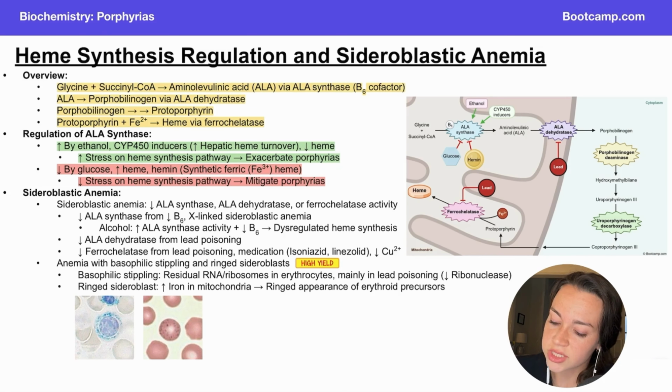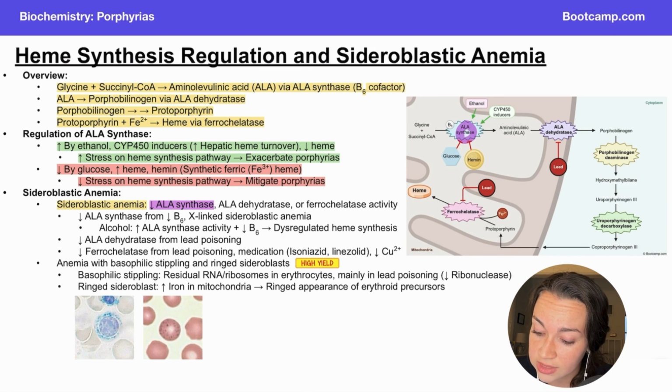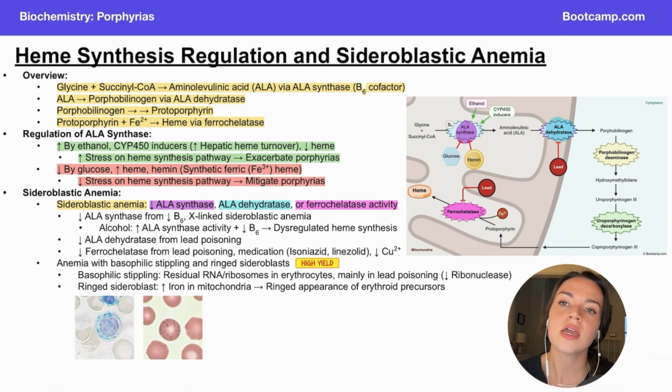All right, so let's broaden our conversation now beyond just ALA synthase to talk about sideroblastic anemia. Now, sideroblastic anemia is a type of anemia that can happen from a deficiency in a couple of different heme synthesis enzymes. It can happen from a decrease in ALA synthase activity, but it can also come from a decrease in ALA dehydratase activity, which was that next step in heme synthesis, or a decrease in ferrochelatase activity, which was that last step that combined protoporphyrin and iron together to form heme. And the root problematic enzyme is going to depend on the cause or the trigger of the sideroblastic anemia.